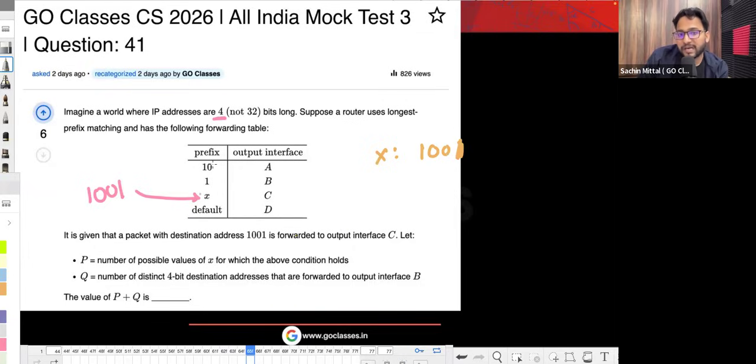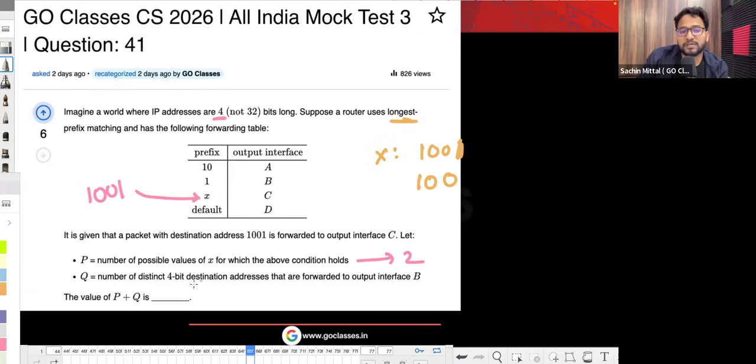X cannot be just 10 or something. It has to be longer than 10, because it has to be the longest prefix match. So X can be this or greater than 10. Maybe it is 100. X can be 100 also. So either it is 100 or 1001. What are the two possible values of X? 100 and 1001. So P, the number of possible values of X, is 2.